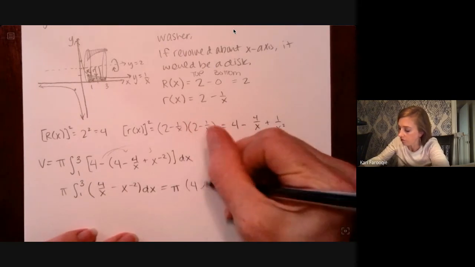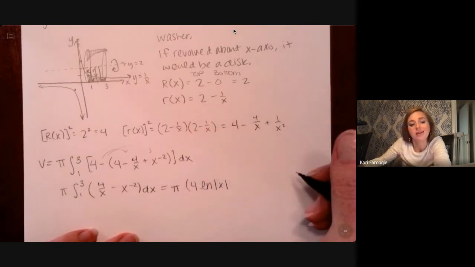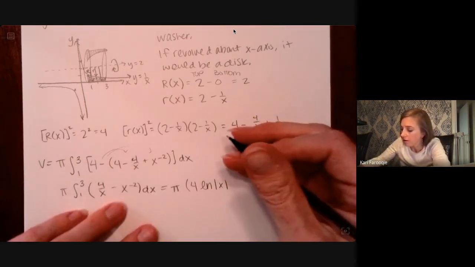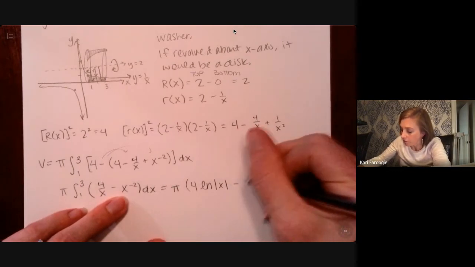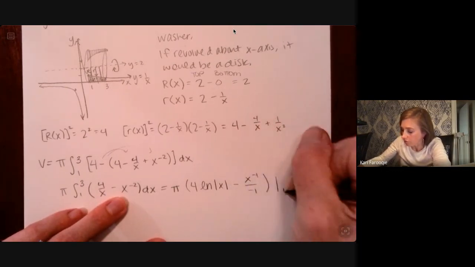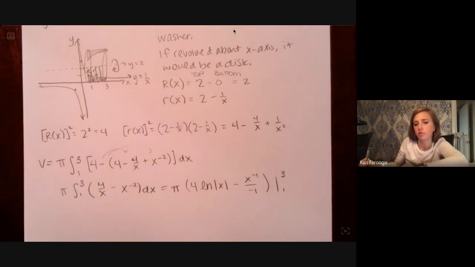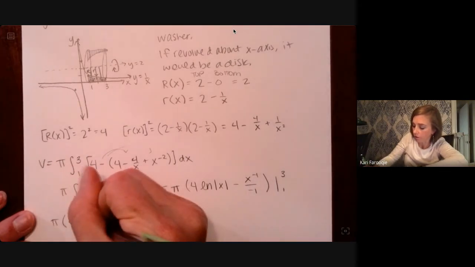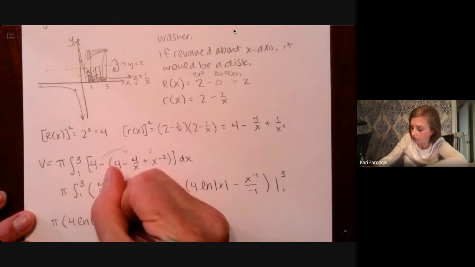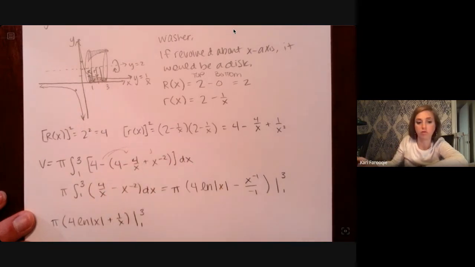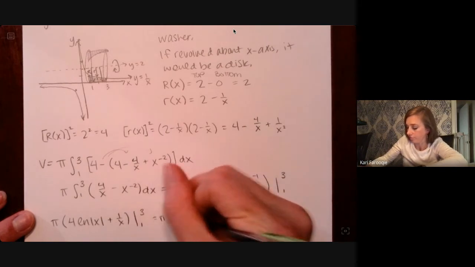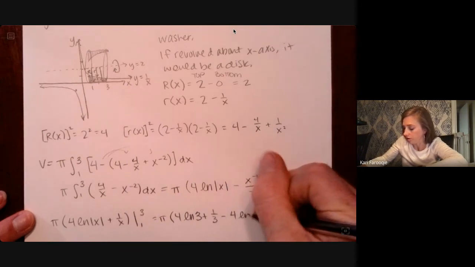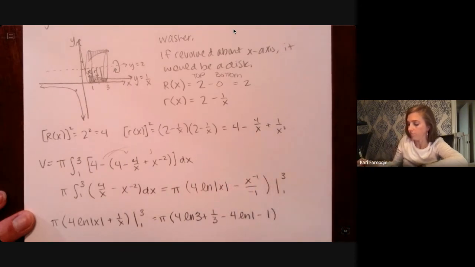So I'll have 4 times the natural log of the absolute value of x. Technically, you're only going from 1 to 3, so the absolute value bars you can drop in this case. And then I have negative x to the negative first divided by negative 1. We'll simplify that. So you see we have pi times 4 ln x plus 1 over x, and we'll go from 1 to 3. So I have 4 ln 3 plus 1/3 minus 4 ln 1 minus 1.